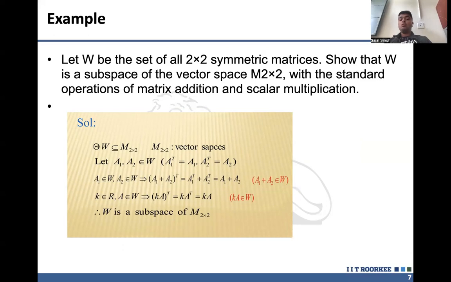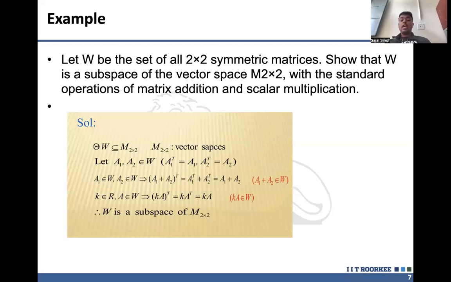So A1 plus A2 also belongs to W. Therefore, (A1 plus A2) transpose also belongs to W, which is the step that was missing. And so A1 transpose plus A2 transpose also belongs to W. And on further solving, we will get A1 plus A2 also belongs to W.